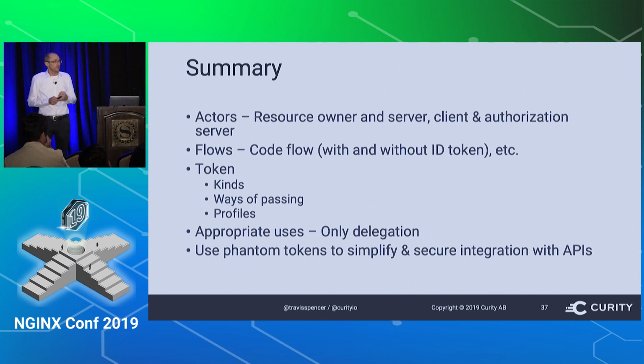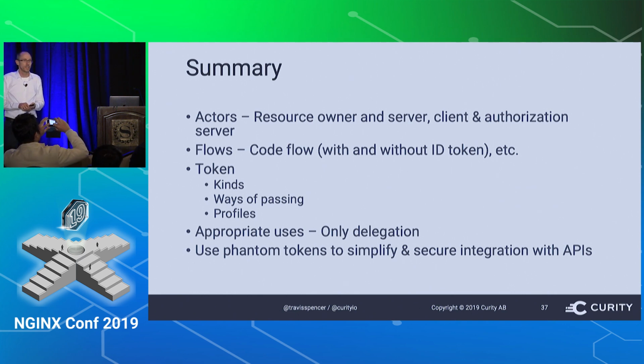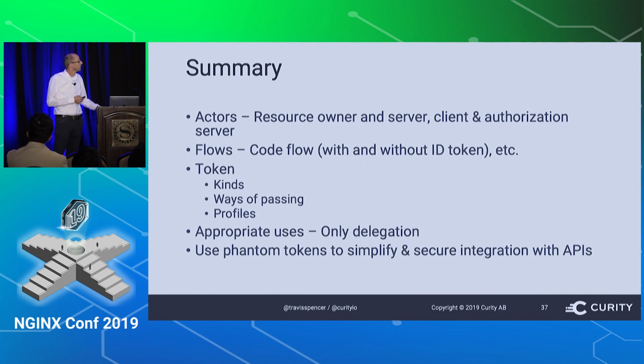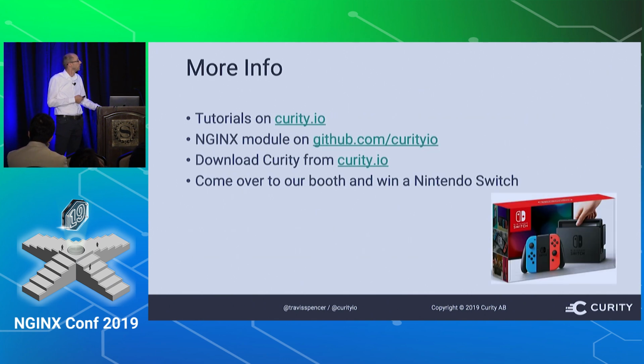So in summary, we have different actors in OAuth. We have various flows. I showed you the code flow. We have different kinds of tokens. JSON Web Tokens, or JWTs, are one example, but we can have opaque reference tokens. We can pass tokens in different ways. And we need to use OAuth appropriately, so it's about delegation. And when we do use OAuth, we can combine that with phantom tokens to make secure ingress of microservices. And it makes it very easy with NGINX and Curity combined together.